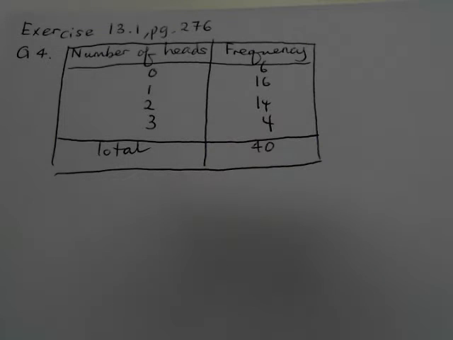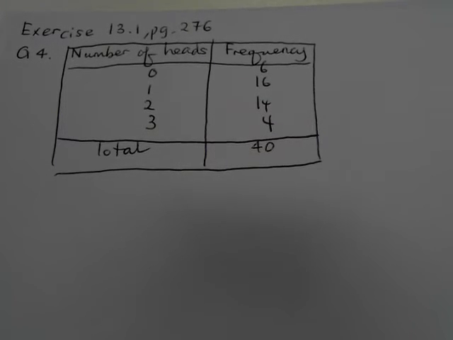All right. So previously we have seen the data which has been given to you. Now we'll try to look at a table. That is on question 4, page 276. The number of hits and also the frequency. The question is: 3 coins were tossed simultaneously 40 times and the number of hits for each toss was recorded. Calculate the mode, calculate the median, and also calculate the mean.